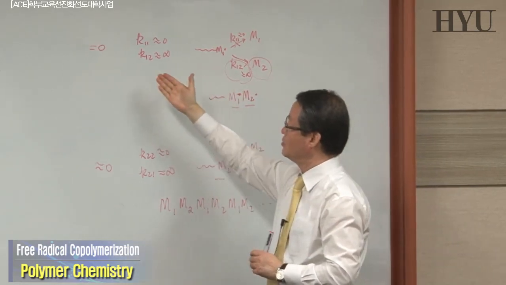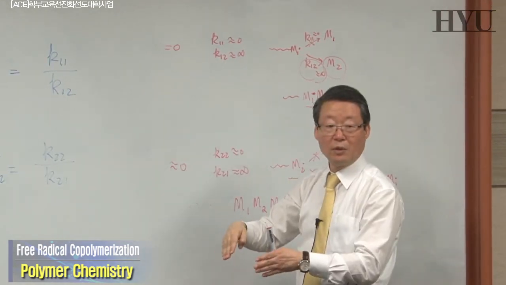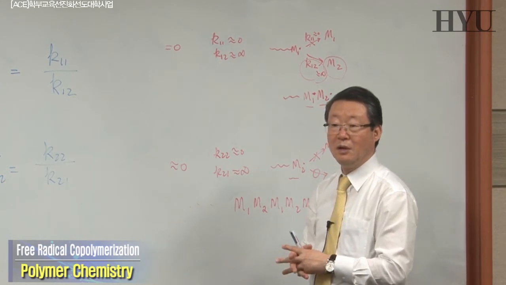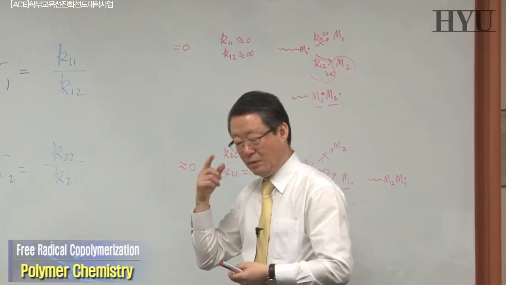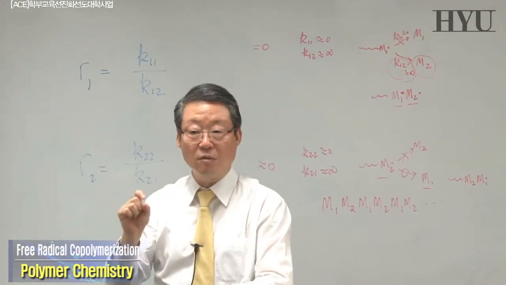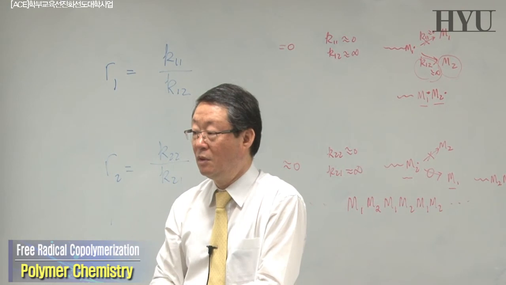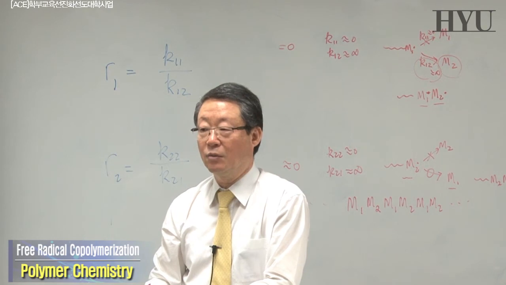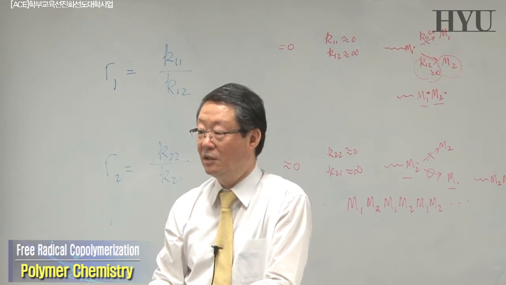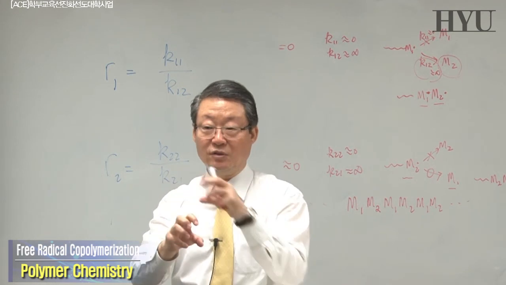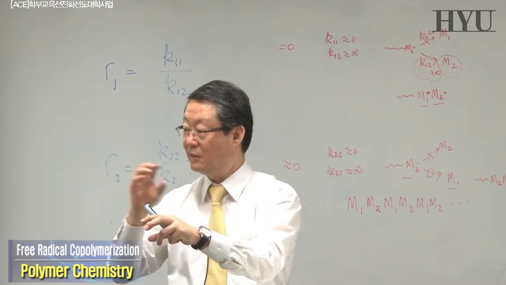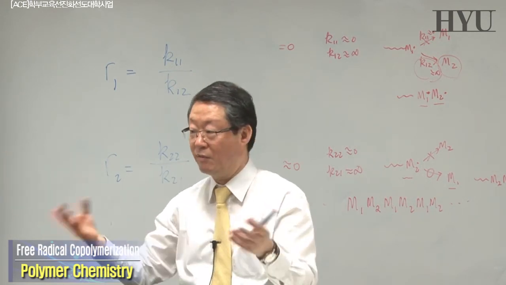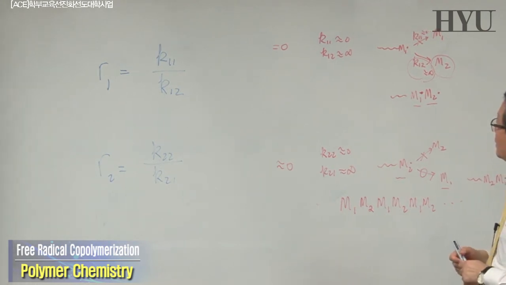But if it is not 0, but close to 0, we call this value an alternating tendency. When R1 and R2 are not completely 0, R1 and R2 might be 0.1, 0.1, 0.2, or close to 0, then we can say that we have an alternating tendency. Although it's not completely alternating, you may have an alternating tendency: M1, M2, M1, M1, and M2, stuff like that. So we have an alternating tendency in this case.